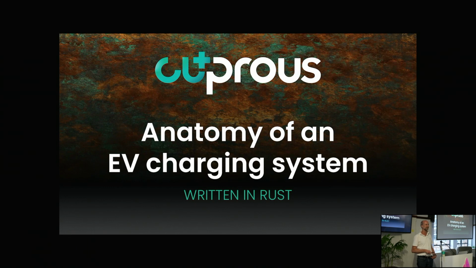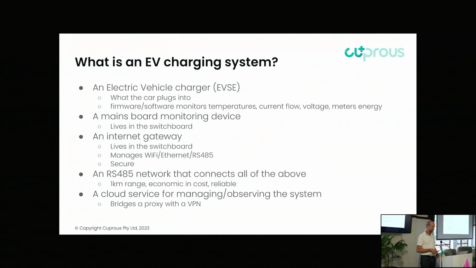So we have one hammer and we bang this Rust nail. And it's not because we don't like other languages or anything like that, but we do have some performance requirements, particularly around energy efficiency and heat generation, which have made us decide to go in this direction. So how do we get through the anatomy of a Rust EV charging system in 10 minutes?